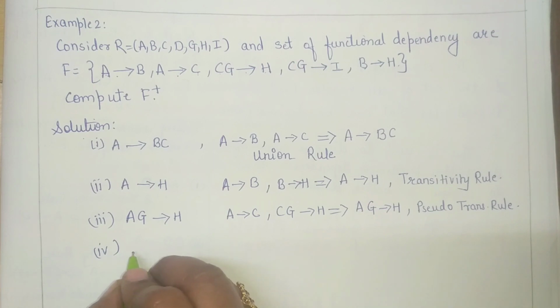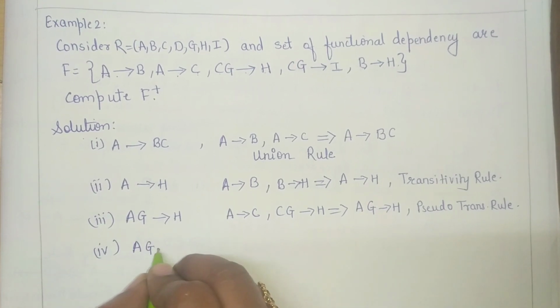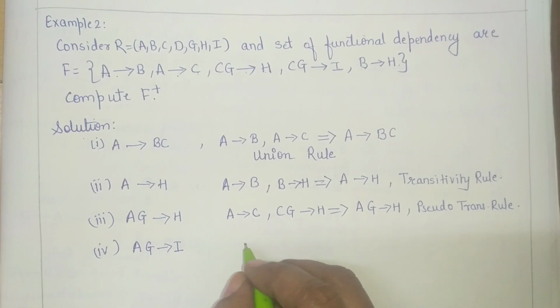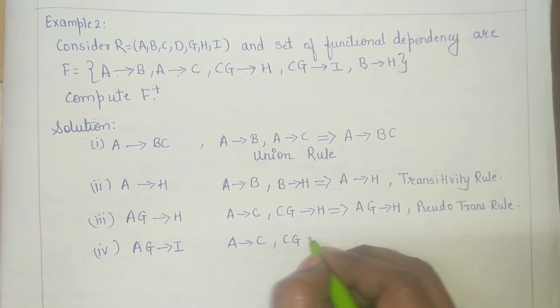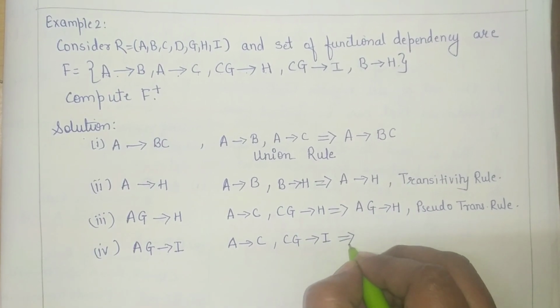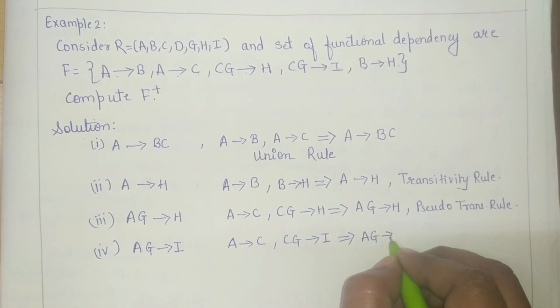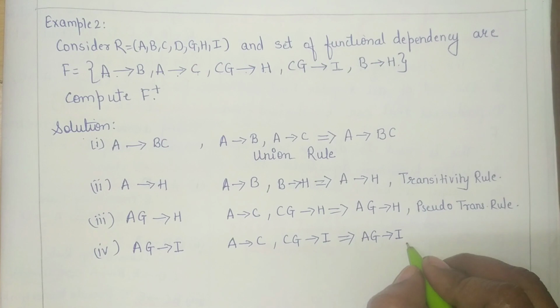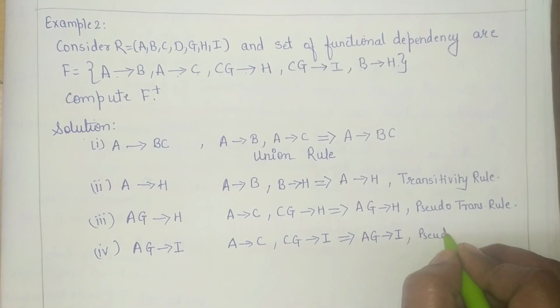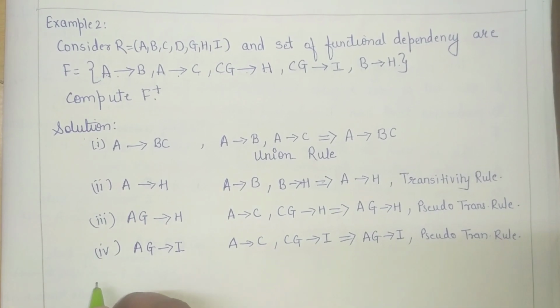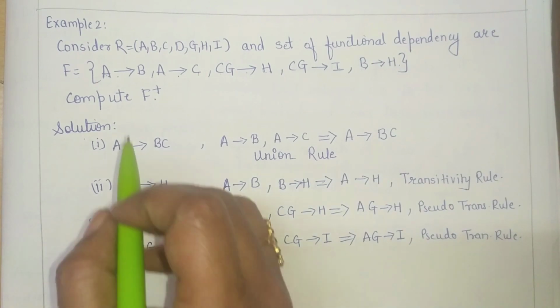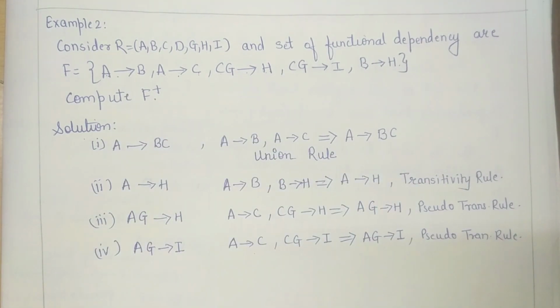Now let's see if we have any other hidden functional dependency. Yes, again we have AG determines I. How did we get this? A determines C, CG determines I, then definitely AG determines I is a valid functional dependency, and again we achieved this with the help of the pseudo-transitivity rule. Clear? Next, let's see if there is any other. There is no other here, or is there? Yes, there is one more.